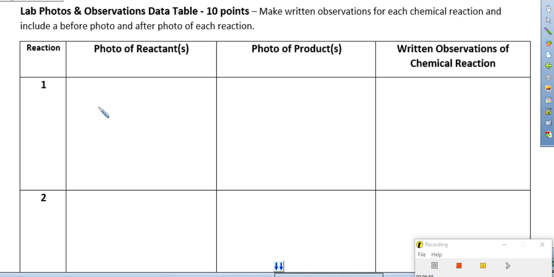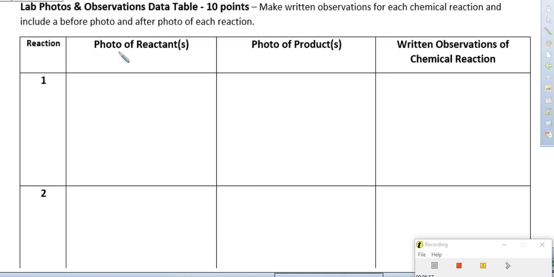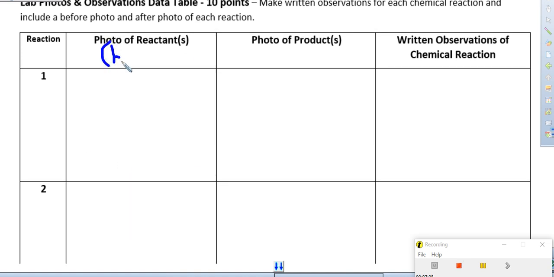And then the final step is our data table. You're going to take a screenshot or a photo of what the reactants look like, what it looks like before the reaction took place. For reaction number 1, what does it look like before? And then what does it look like after? So take a photo and put an after photo here.